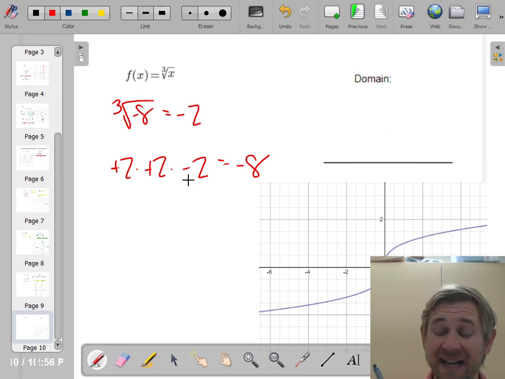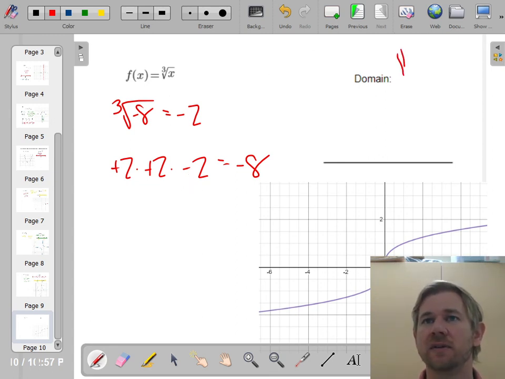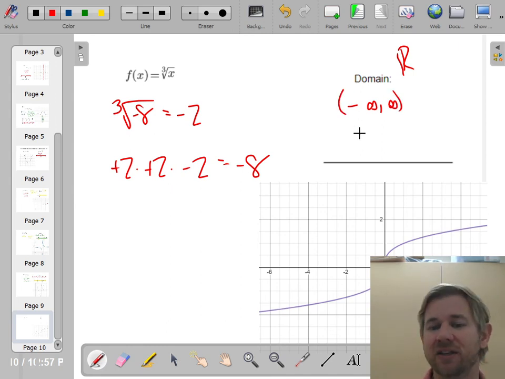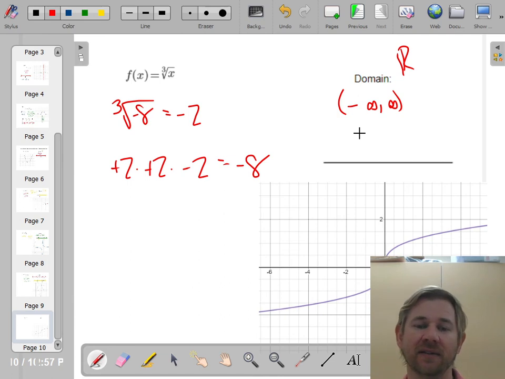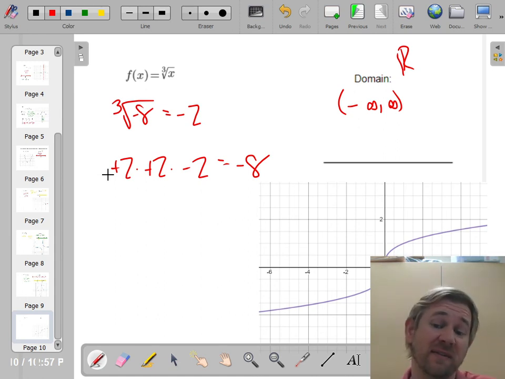So with odd degree roots, you're not going to have any issue with the domain. Odd degree roots are fine. This is going to be all real numbers, which is -infinity to positive infinity. You can take the cube root of any number because there will be an odd amount of negatives. If you think about it, the even amount of negatives will pair up, and so they'll cancel out and always be positive. But if you have that third or fifth or seventh or ninth or any amount of odd negatives, that one will always stick around and it'll make the answer negative.